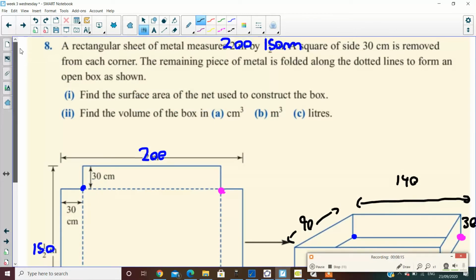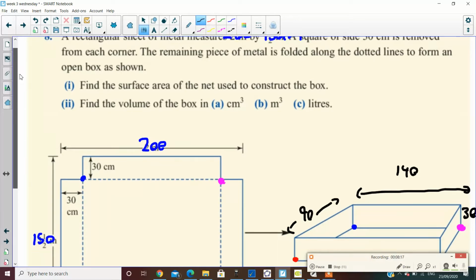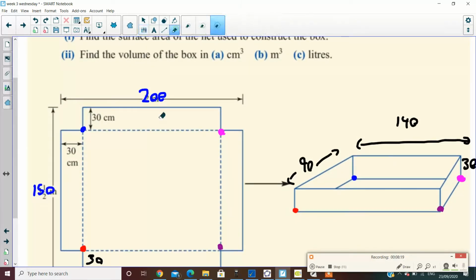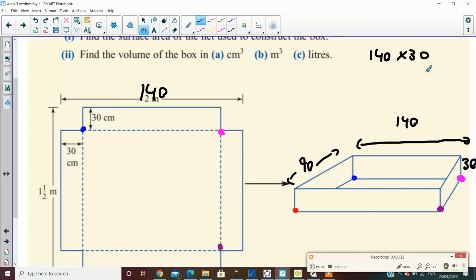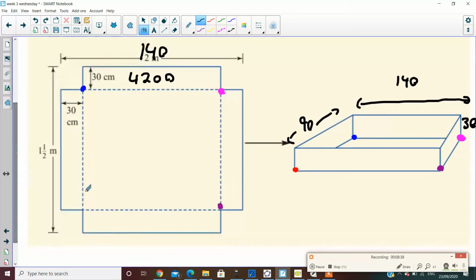Okay, does it want the volume or the surface area? Oh, surface area, so annoying. And volume is the second question, is it? All right, we should be all right then. We can do this using the box. We can do this using the net. It's a bit easier, all right? So that's 140. What's 140 by 30? 140 multiplied by 30? 4,200. Okay, that means this one is also 4,200.